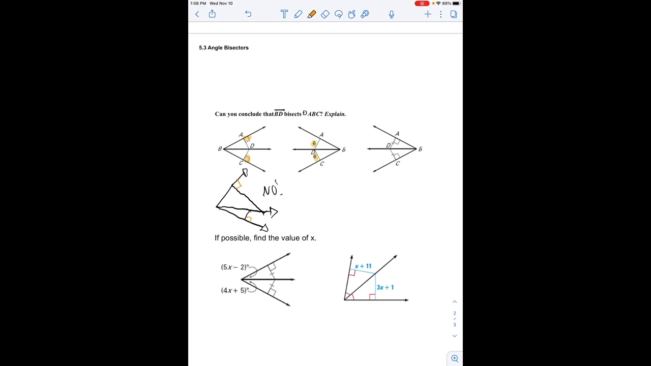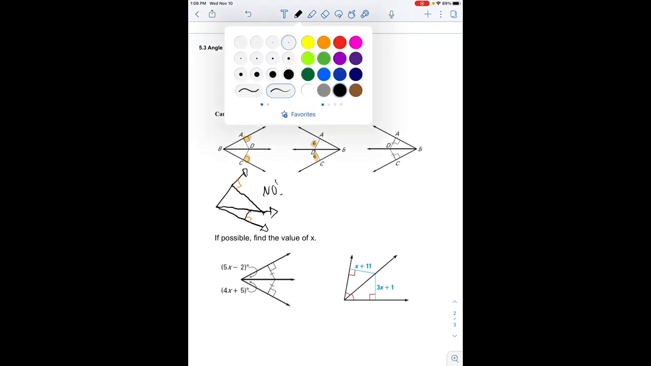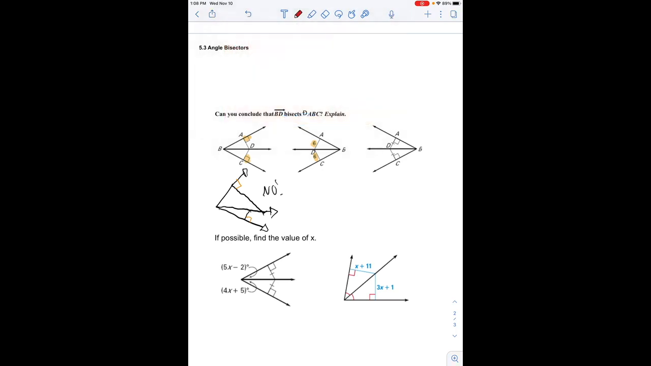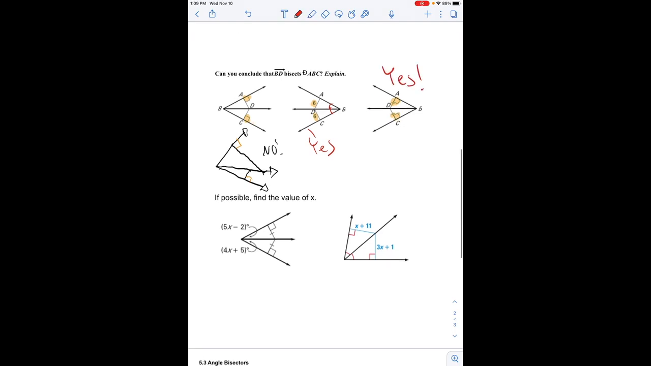Now, here we can see that we have the same number, so they are the same distance apart, which means if I know that they're the same distance apart, then I have to have the same angle measures. So this one is going to be a yes. And for the third example, in this case, I have the congruence marker and the right angle. Therefore, yes, I know that it's going to work.